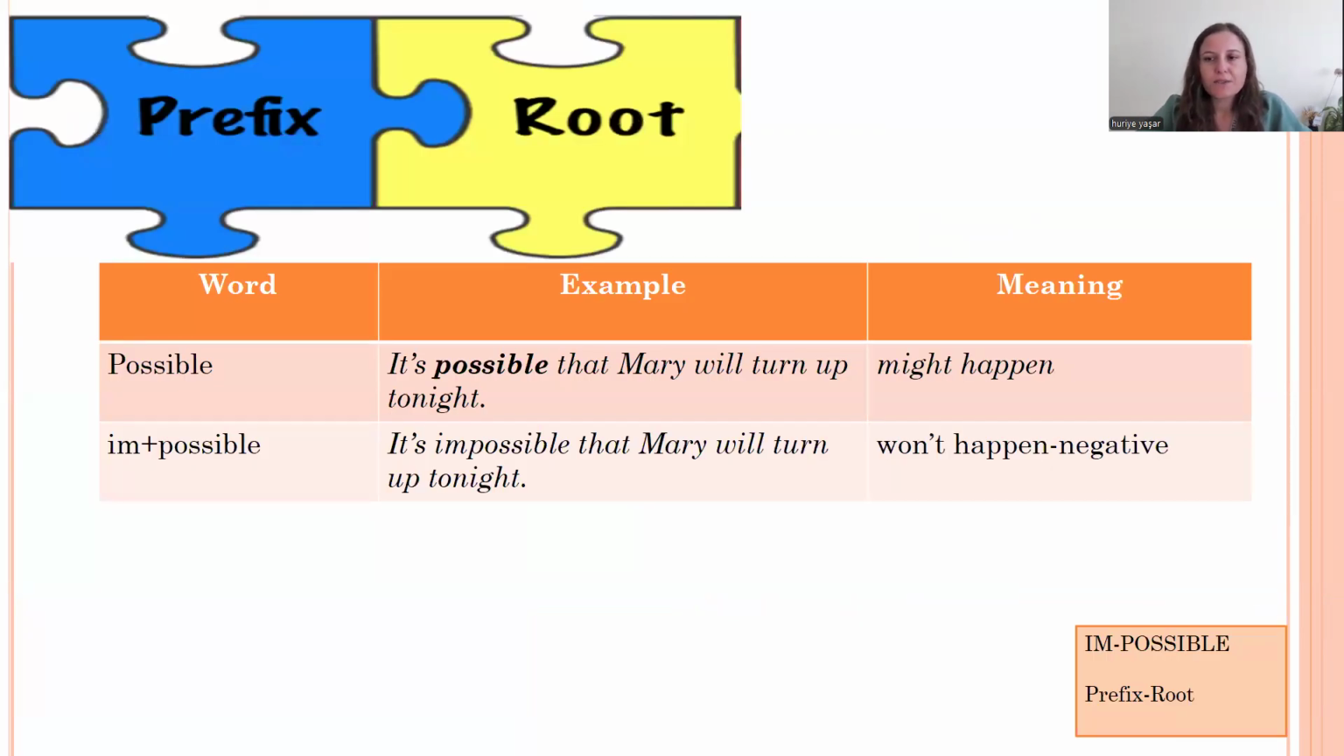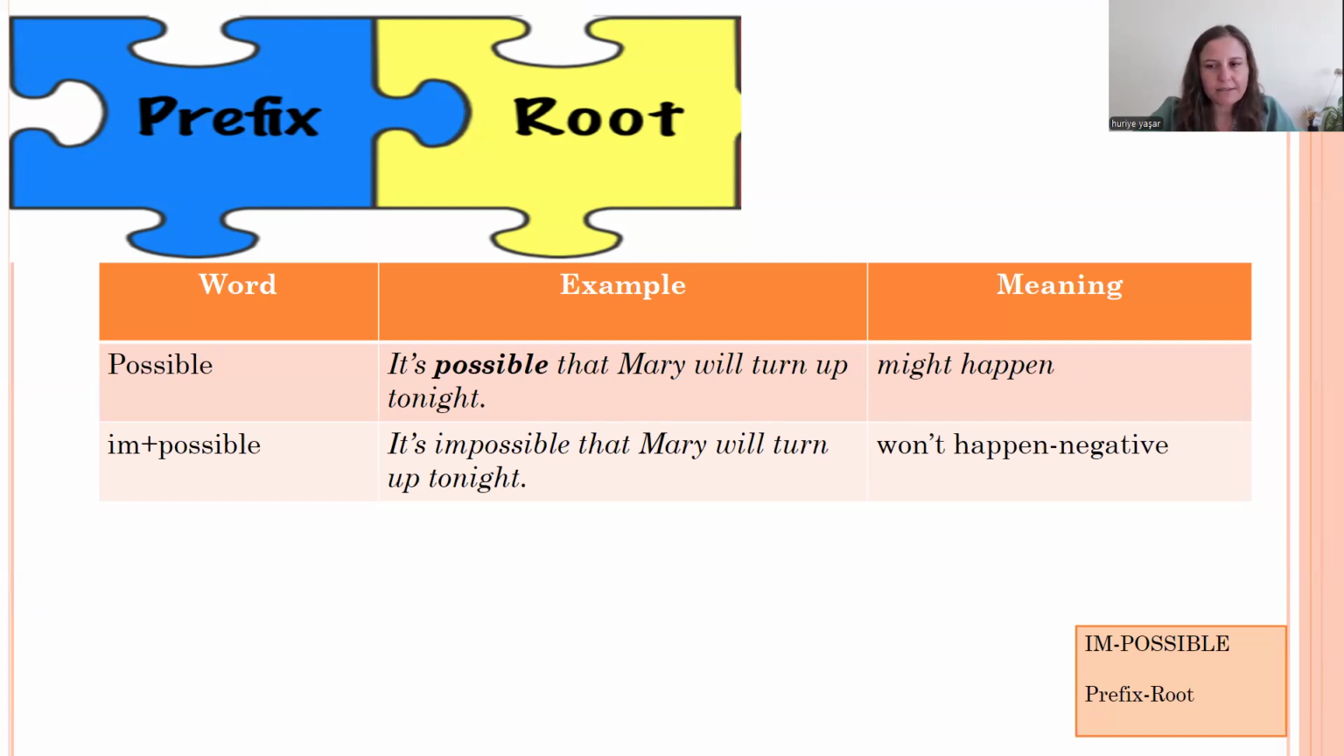Prefixes are letters which we add to the beginning of a word to make a new word with a different meaning. Prefixes can, for example, create a new word opposite in meaning to the word the prefix is attached to. They can also make a word negative or express relations of time, place, or manner. Let me show you some examples of the changes in terms of meaning and word form in the sentences.